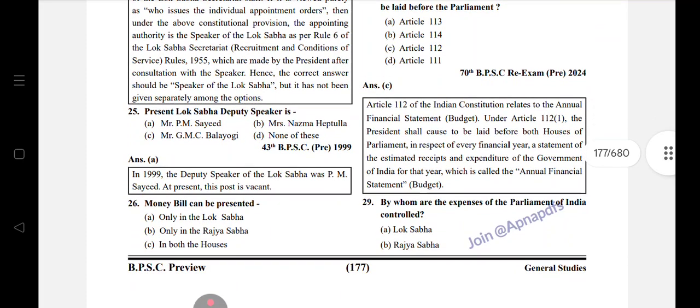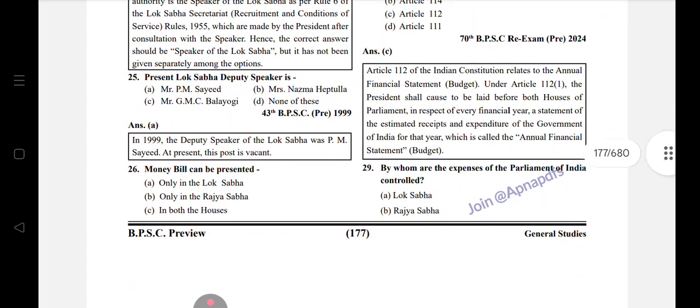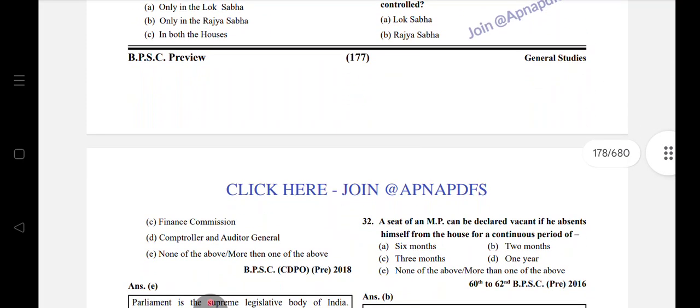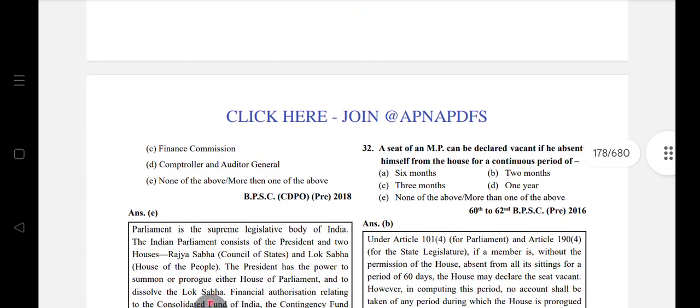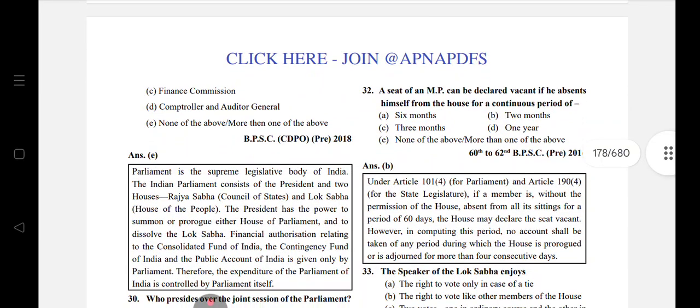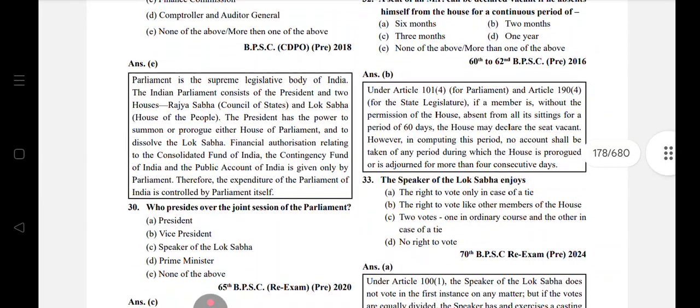By whom are the expenses of the Parliament of India controlled? Parliament is the supreme legislative body. Parliament consists of the President and two houses, Lok Sabha and Rajya Sabha. The President has the power to summon and prorogue either House of Parliament and to dissolve Lok Sabha. Financial authorization relating to the Consolidated Fund, Contingency Fund and Public Account of India is given only by Parliament. Expenditure of the Parliament of India is controlled by the Parliament itself.